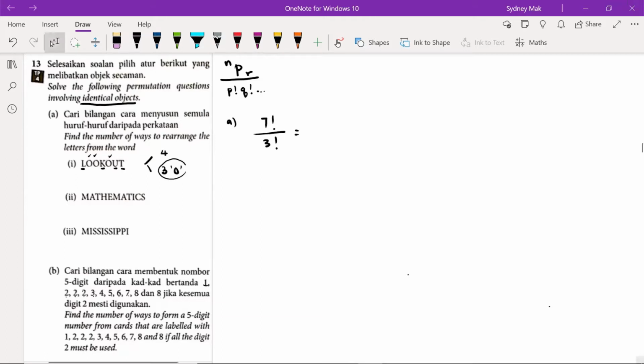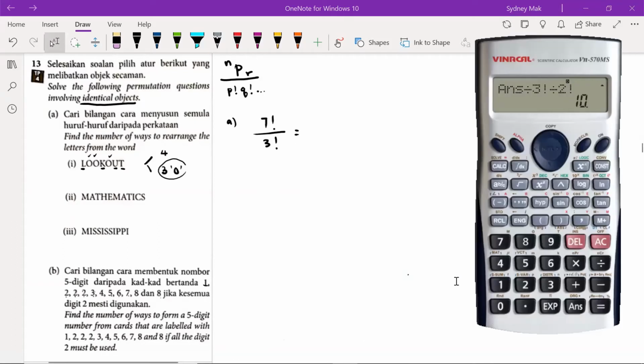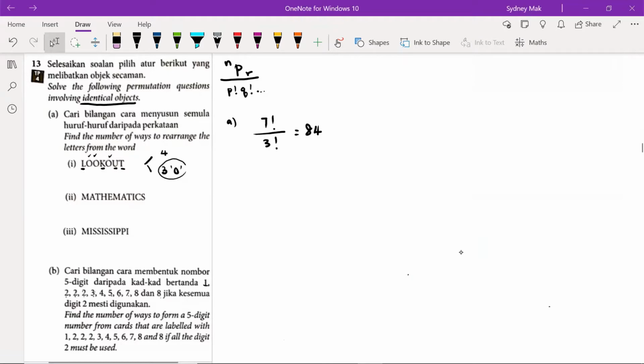So with that, let's use the calculator. We take 7 factorial divided by 3 factorial, and we get 840. So there are 840 ways to rearrange these letters.